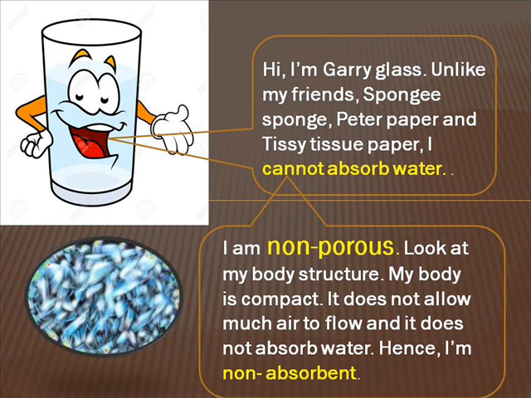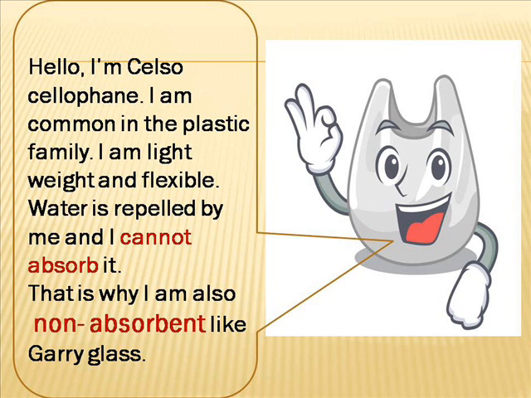Hi, I am Gary Glass. Unlike my friends Spongy Sponge, Peter Paper, and TC Tissue Paper, I cannot absorb water. I am non-porous. Look at my body structure. My body is compact. It does not allow much air to flow and it does not absorb water. Hence, I am non-absorbent.